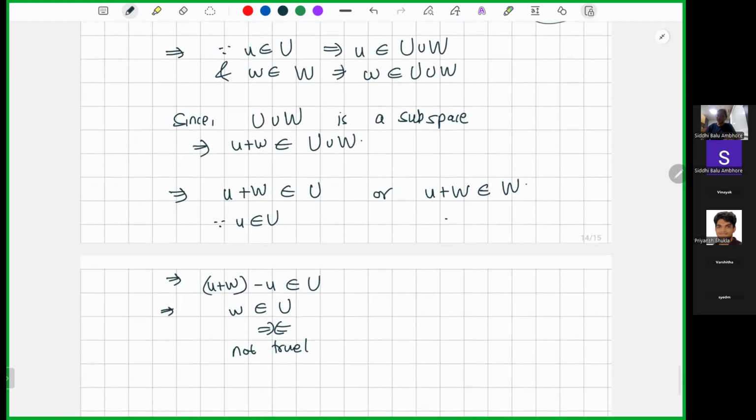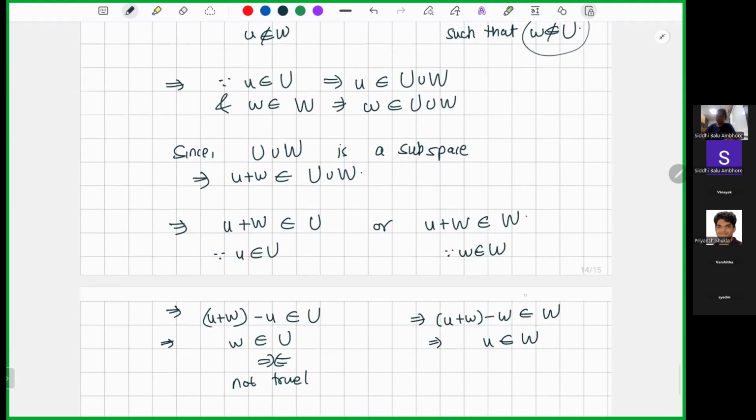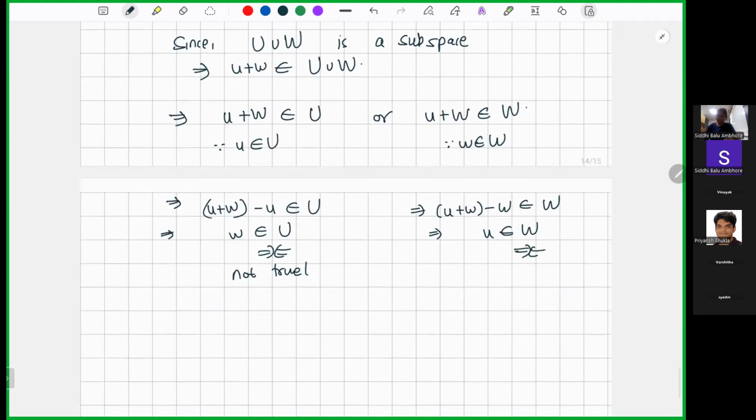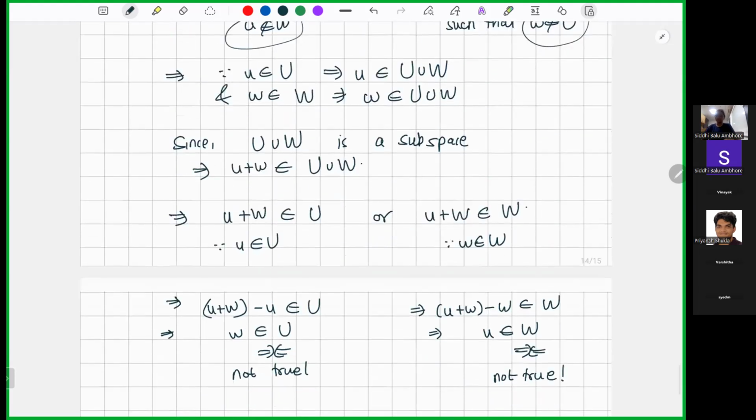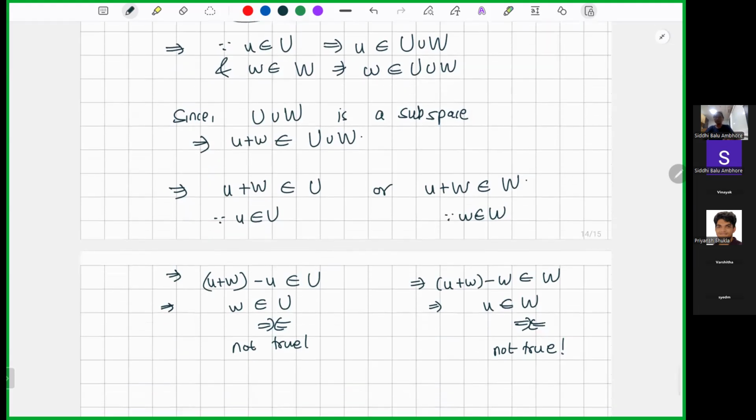Okay, and similarly, since W belongs to W, I get that U plus W minus W belongs to W. So this implies U belongs to W, which is again a contradiction because this U we started with is not in W. So in both the cases, when we say that U and W belong to U union W, their addition must belong to U union W since U union W is given to be a subspace.